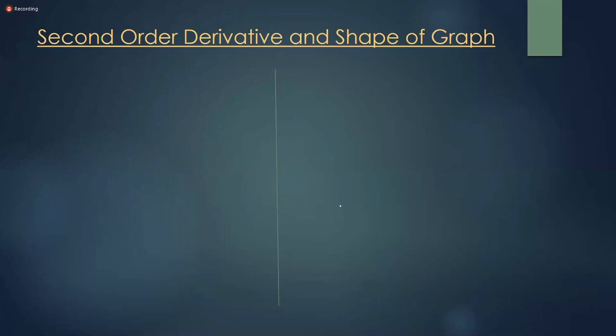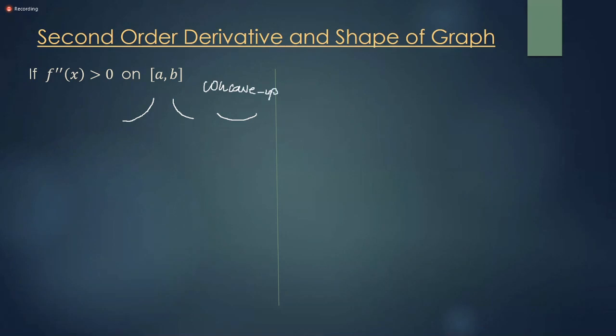Okay, so first of all, let's have a look at what we did last time. We looked at the second order derivative, and we had some rules about it. If the second order derivative was positive on some segment AB, that meant the graph is concave up, that is, it may be going upwards or downwards, but the concavity is up. This shape of graph is called concave up or concave upwards. Or convex. Sometimes we also say convex.